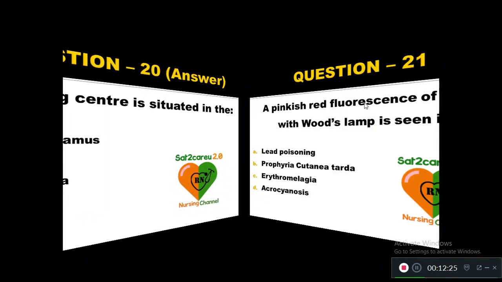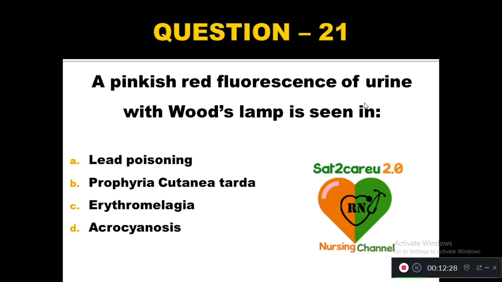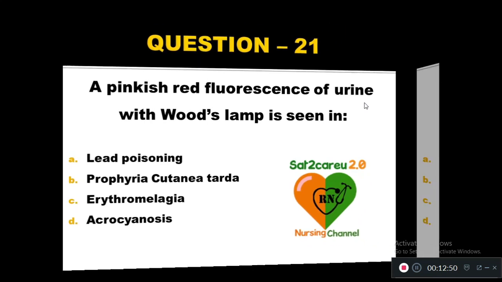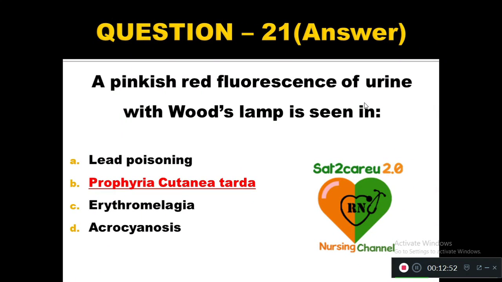Question number 21. A pinkish red fluorescence of urine with which lamp is seen in? Option A. Lead poisoning, B. Porphyria cutanea tarda, C. Erythromelalgia, and D is acrocyanosis. The right answer, option B. Porphyria cutanea tarda, in which a pinkish red fluorescence of urine with Wood's lamp is seen.